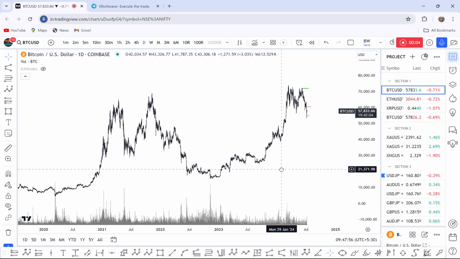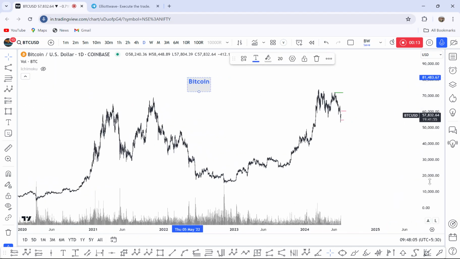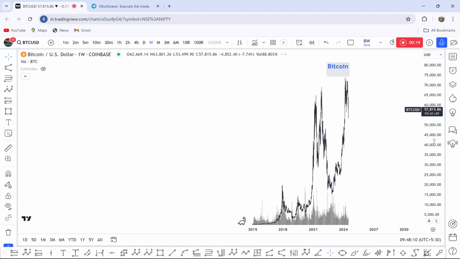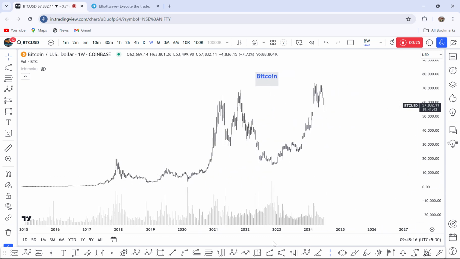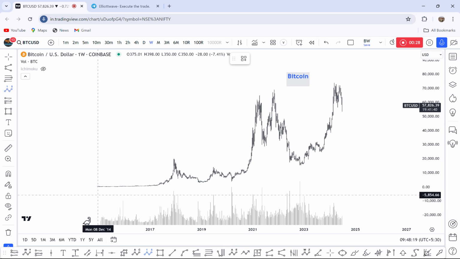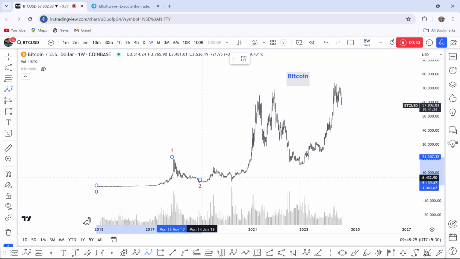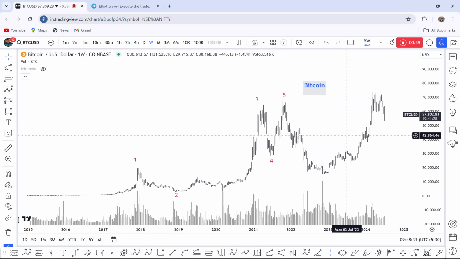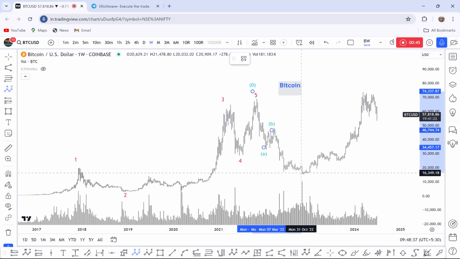I'm showing you a few charts. This one is the Bitcoin chart. Let's count the wave. First we check the weekly analysis. You can see here 0, 5, this is a correction ABC.